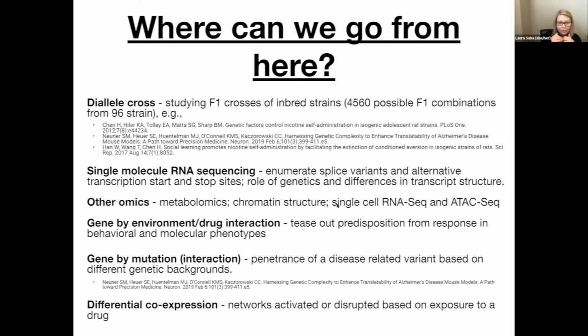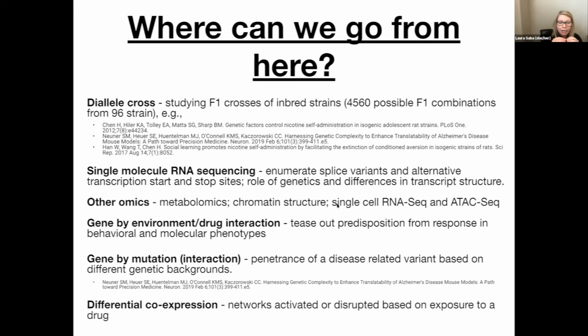We can move on to this gene by environment drug interaction. One of the things that I'm excited about, I think both Hao and R1 in Colorado, is that we're looking at RNA expression both in a saline and an oxycodone exposed group. So we'll start being able to tease out predisposition and response to these environmental effects and differential response to some of these drugs. We can think about a gene by mutation effect.